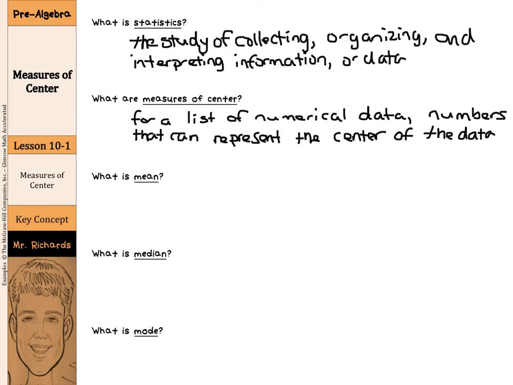And there are three that we're going to start off with today, and those are mean, median, and mode. When you think about mean, median, and mode, all three can be used to describe the center of data. Well, real quick, what is mean, median, and mode?